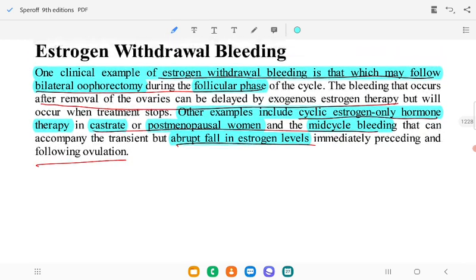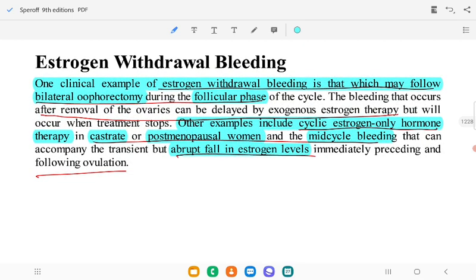Other examples. First example is bilateral oophorectomy during the follicular phase. The bleeding that occurs after removal of the ovary we can delay by giving estrogen therapy, but it will occur when treatment stops. Other example, the cyclical estrogen only hormone therapy in castrated or postmenopausal women, and the mid-cycle bleeding that can accompany the transient but abrupt fall in estrogen level immediately preceding and following ovulation. That is estrogen withdrawal bleeding, that is mid-cycle bleeding.